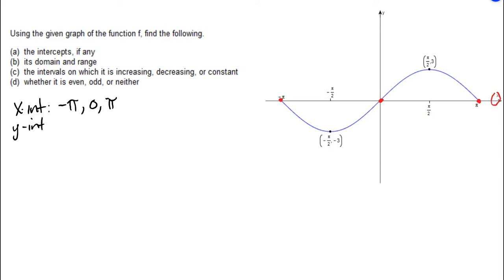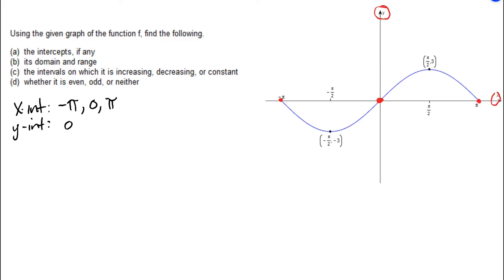And we also have y-intercepts. A y-intercept is where the graph crosses or touches the y-axis. The y-axis is this vertical axis, and the graph does cross that y-axis at 0. So we do have a y-intercept at 0.